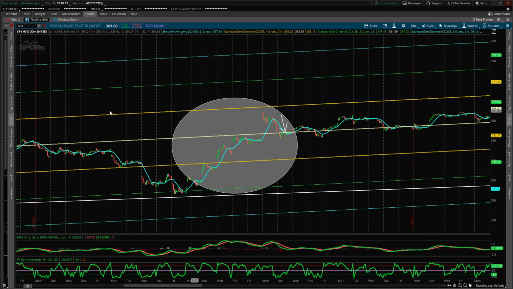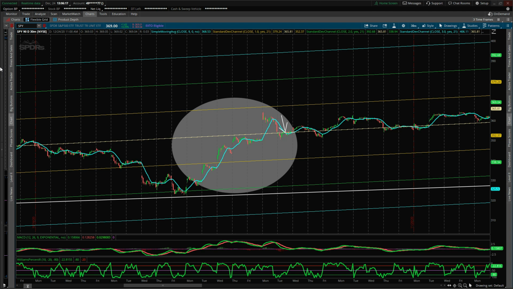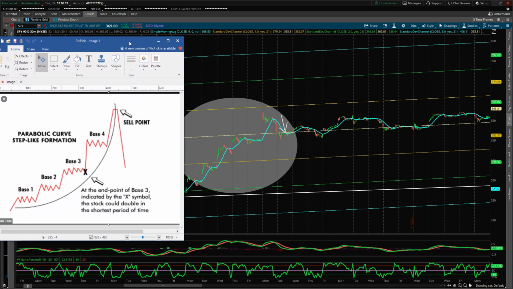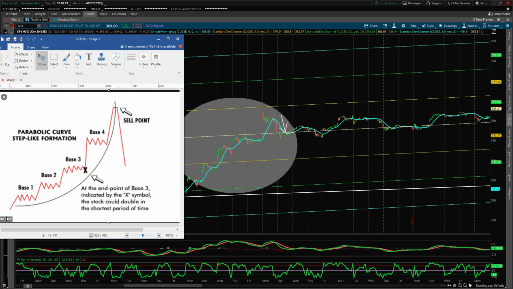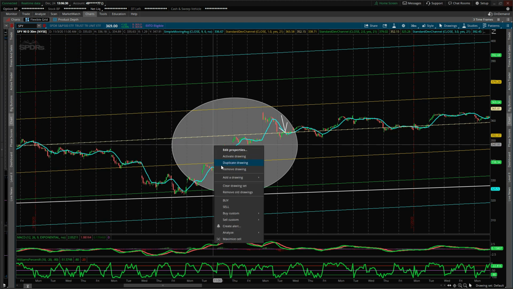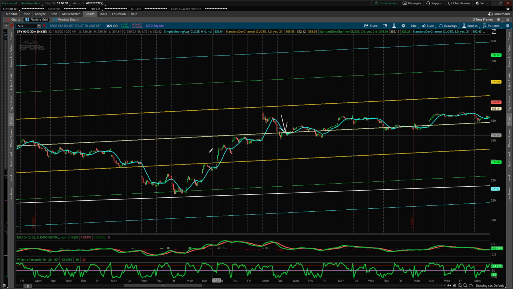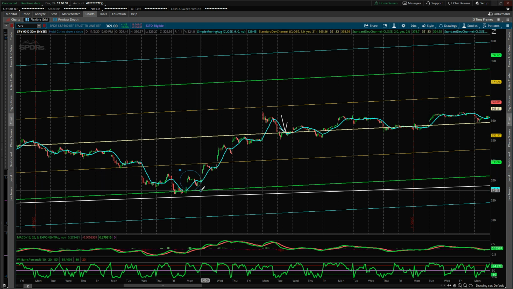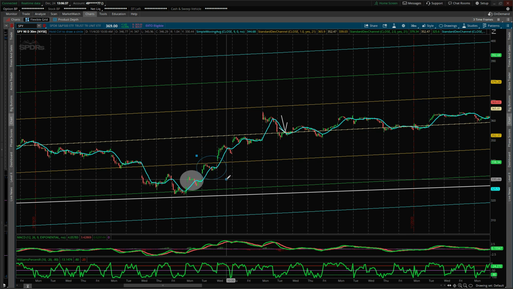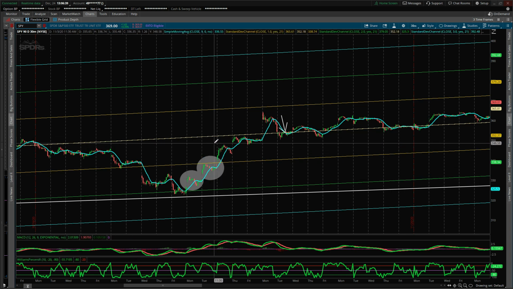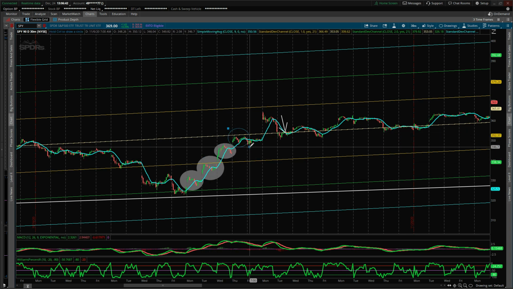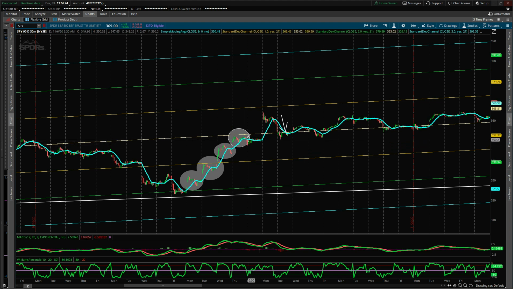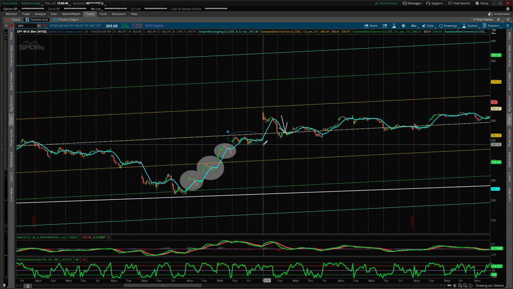So I'll pull back up the reference again. Right here, here's our parabolic curve. We have step 1, 2, 3, 4, and then the parabolic move up. So we'll go ahead and draw this out right here. Here's step 1. That's the first base of the stairs. Step 2, step 3, there's 4, and then check out that gap up.